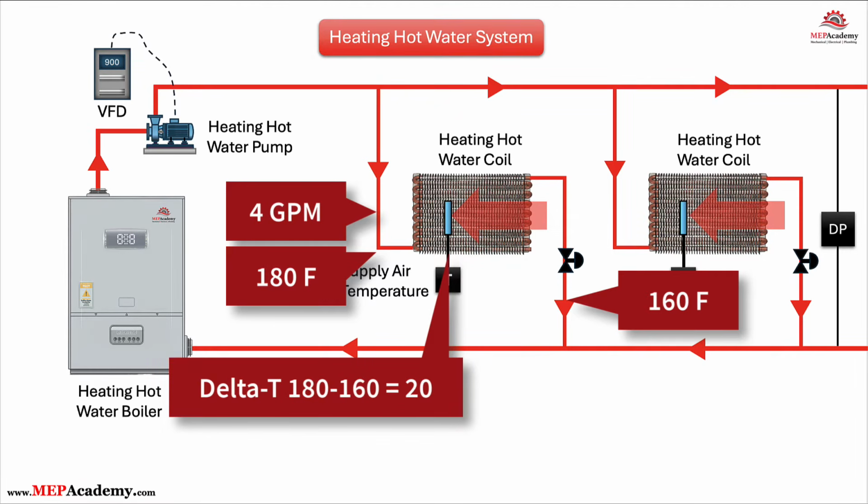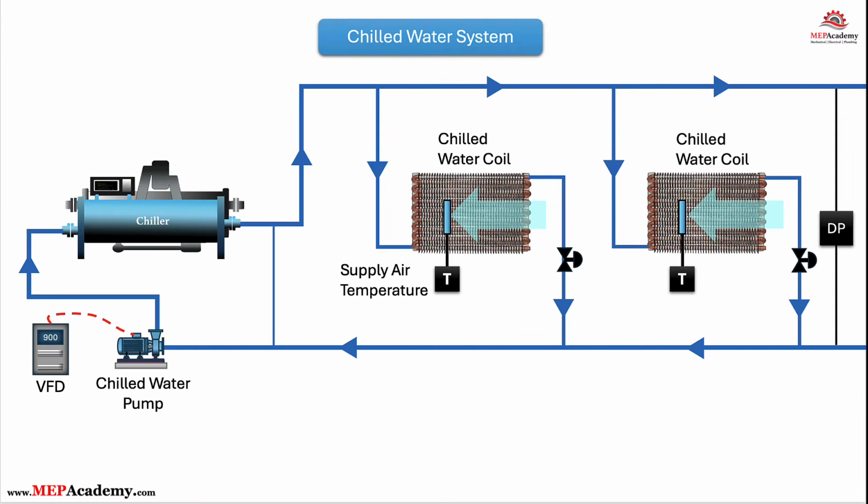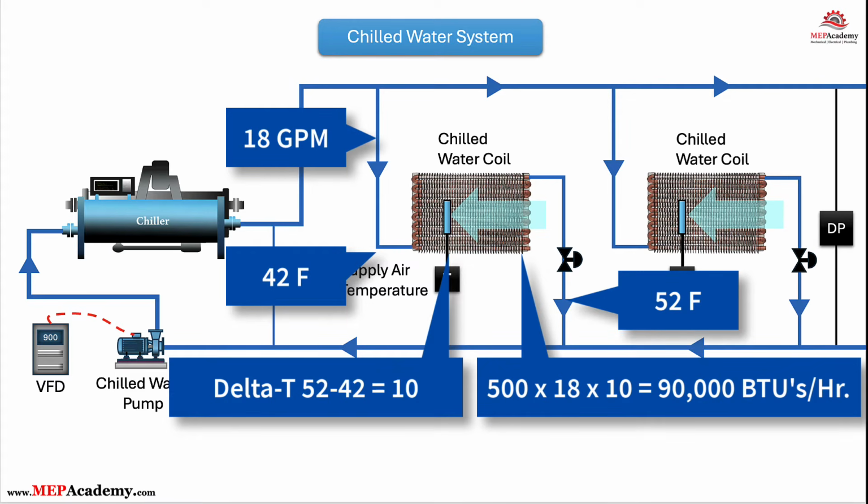Plug it into our equation and we get BTU per hour equals 500, which is our constant, multiplied by 4 GPM times 20 degrees delta T equals 40,000. This coil delivers 40,000 BTUs per hour of heating capacity. Example 2. Cooling coil load. A chilled water coil has a 10-degree water temperature drop and flows at 18 GPM. BTU per hour equals 500 times 18 times 10 equals 90,000. That's equivalent to 7.5 tons of cooling.